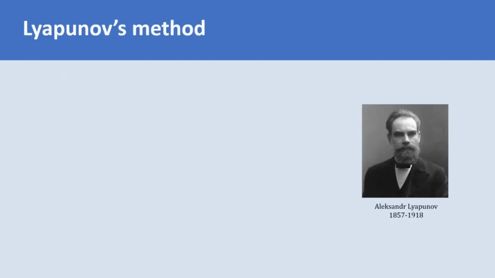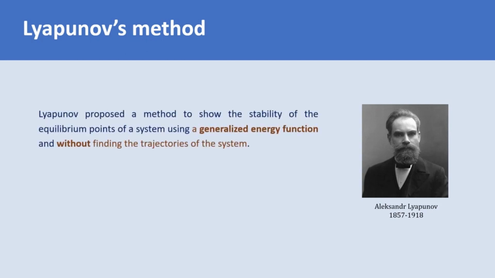Alexander Lyapunov was a Russian mathematician who had an important contribution in control theory and in particular in the stability of motion. He proposed a method to determine the stability of an equilibrium point using a generalized energy function and without finding the trajectories of the system.